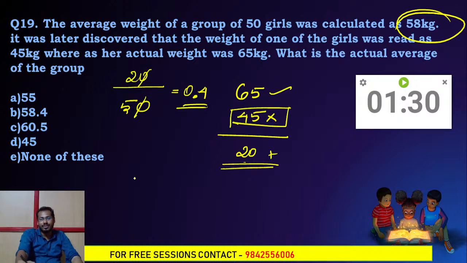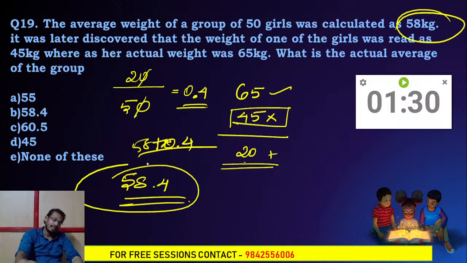Already the average value is 58. So 58.4 will be the answer. Correct? 58 plus 0.4. That's the answer: 58.4. Right? So it's the easiest way.